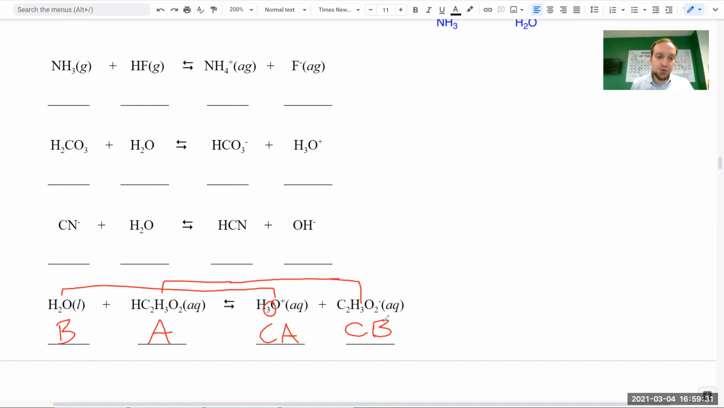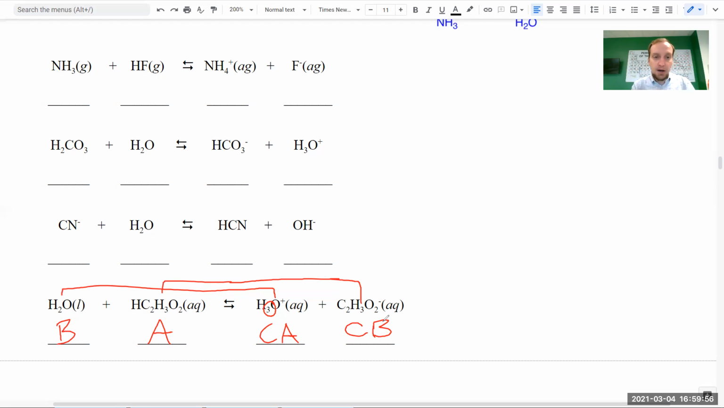Again, just to repeat, you will always have an acid and a base on the left side. You will always have a conjugate acid and a conjugate base on the right side. We just need to figure out the order of those two. So what we do is we find the pairs. Which ones look similar? Excuse me. H2O and H3O look very similar. HC2H3O2 and C2H3O2 look very similar. So we find the pairs.